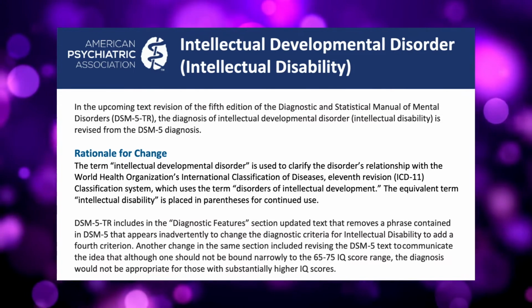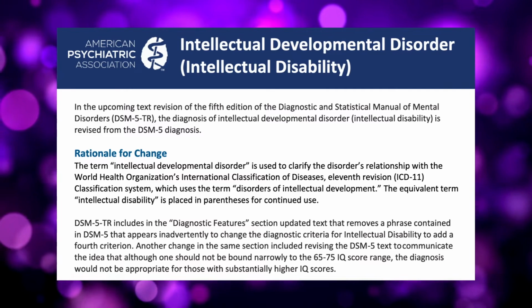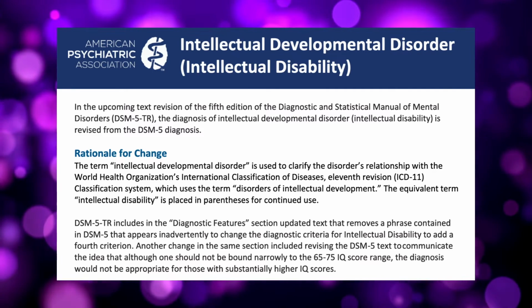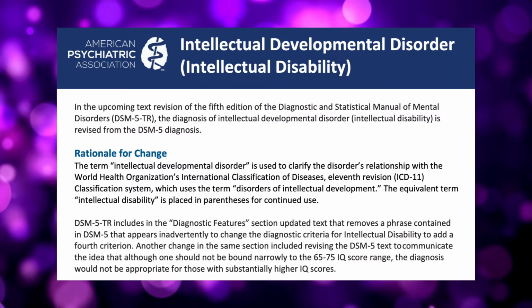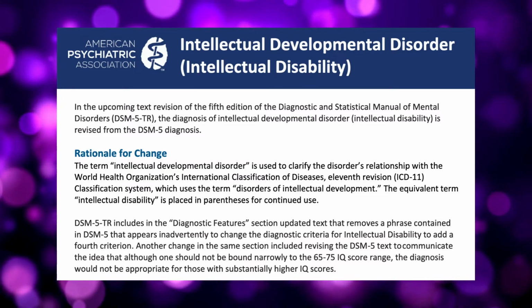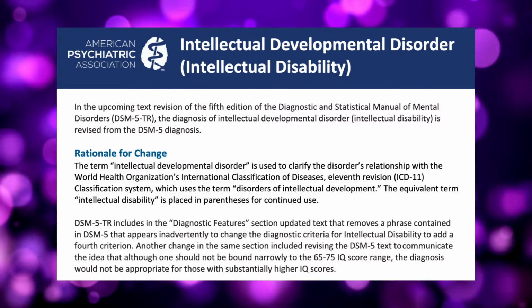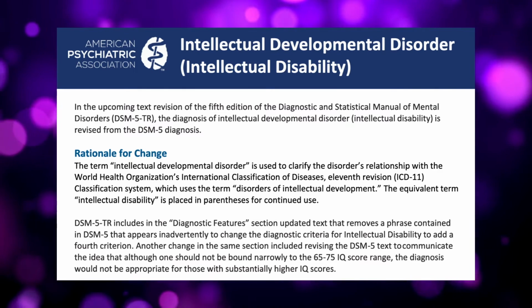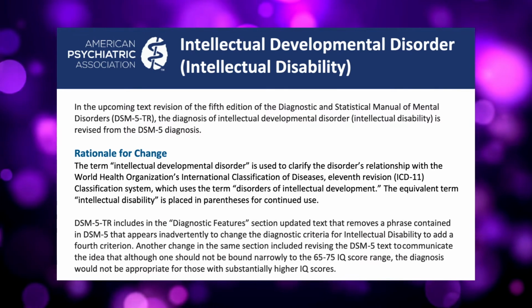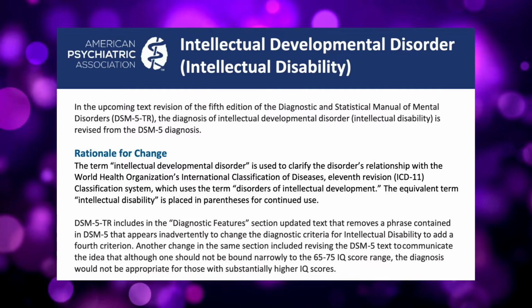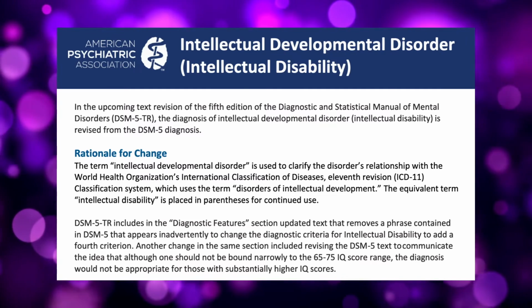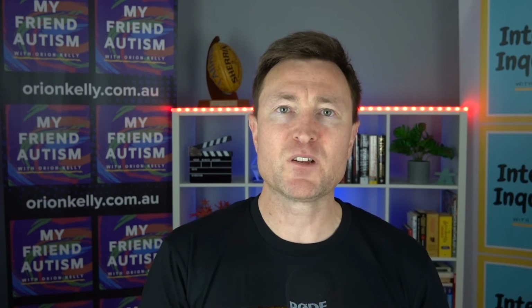Another change in the same section included revising the DSM-5 text to communicate the idea that although one should not be bound narrowly to the 65 to 75 IQ score range, the diagnosis would not be appropriate for those with substantially higher IQ scores. They're trying to clean this up. They're trying to make this more specific. Also talking about that 65 to 75 IQ score.